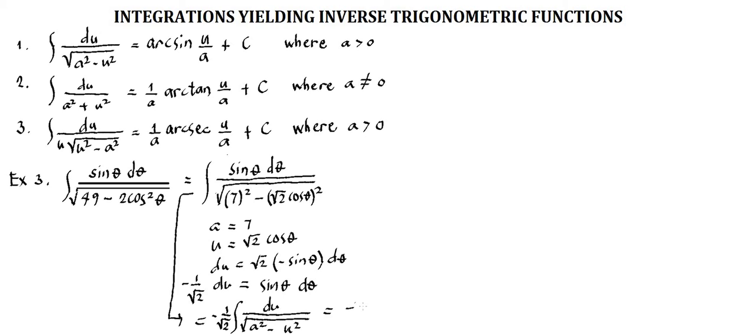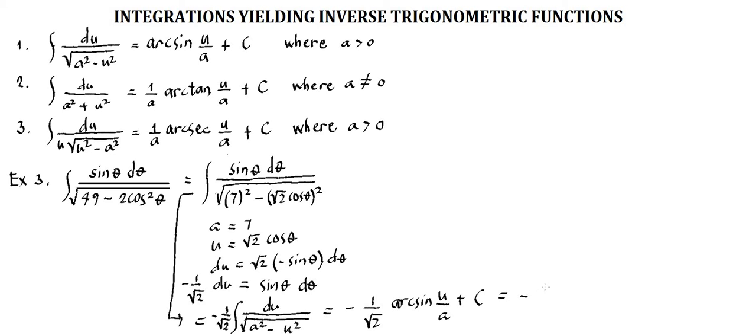Okay? So, pwede na natin ngayong i-apply yung formula. So, makakaroon tayo ng sagot na negative 1 divided by square root of 2 times integral of du divided by square root of a squared minus u squared equals arc sine of u over a plus c. Katapos nun, palit natin yung mga values ng a at saka ng u natin.